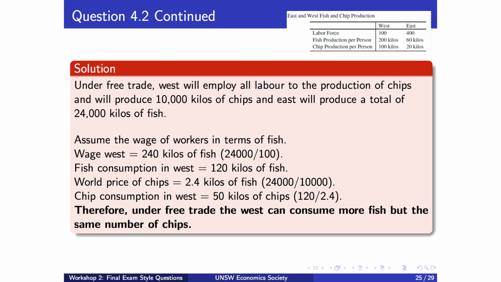The West now consumes 120 kilos of fish and 50 kilos of chips. Therefore, under free trade, the West can consume more fish but the same amount of chips compared to autarky. Hence, the correct answer is C.